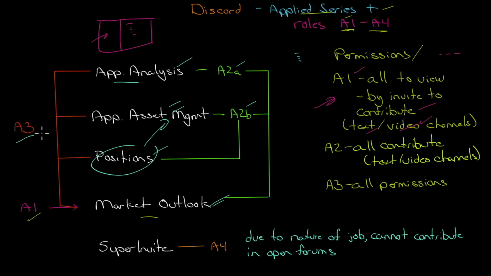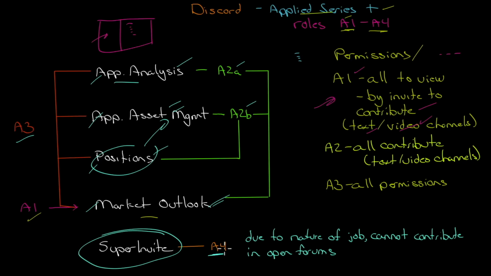If you're A3, that means that you have access to everything. And this is everybody before January 20th, they're A3. They automatically can contribute to everything. If you are part of the applied series, there is no test as to whether you can contribute or not. I don't have to check qualifications. You automatically contribute. And there is one more category called a super invite, which is A4.